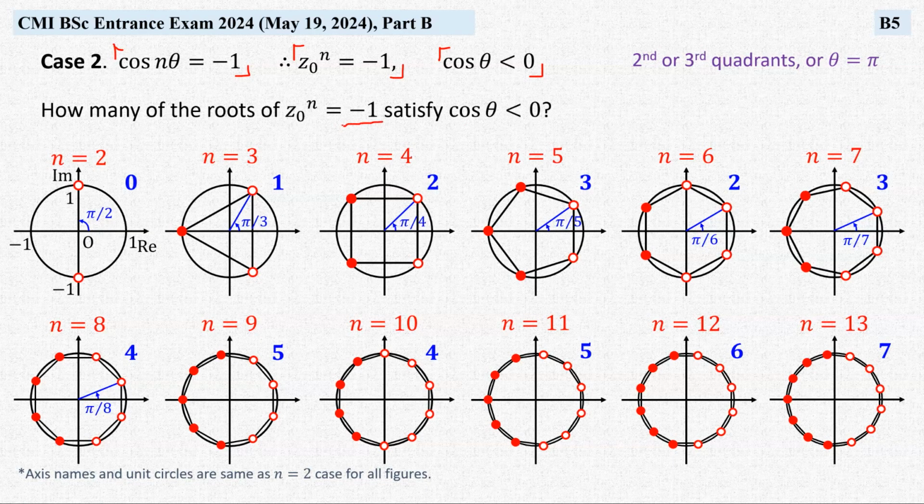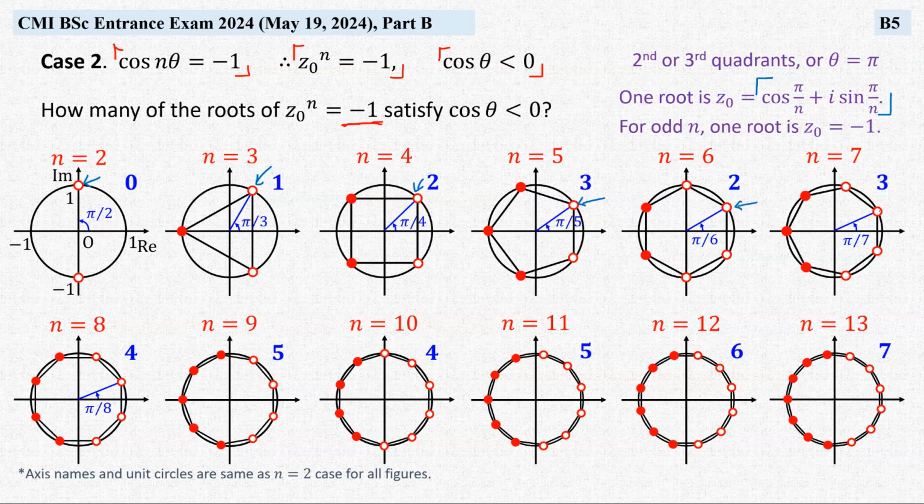Because now the right-hand side of the equation is -1, the polygons are arranged in a slightly different manner. One observation you can use this time is that one root of the equation is always cosine pi over n plus i sine pi over n. This root is located right here. So now you can draw regular polygons knowing that this value must be one of the vertices. Another useful property is when n is an odd number, then -1 is also one of the roots, in addition to cosine pi over n plus i sine pi over n. That is this value right here.